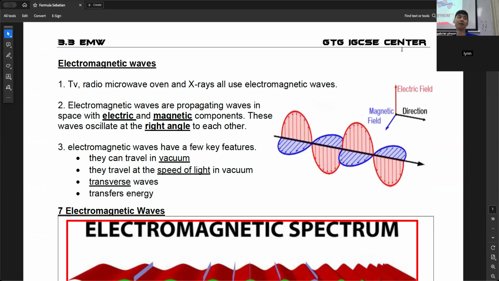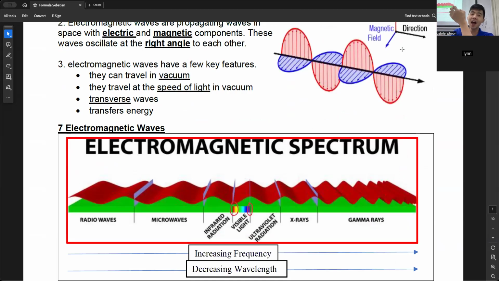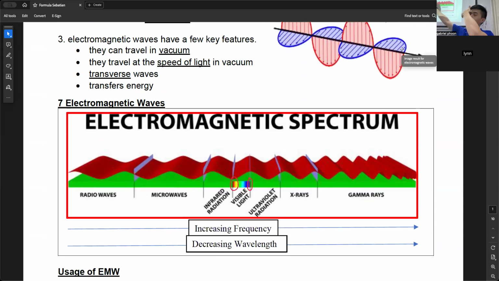Which comes to my first question. What's the formula for speed of wave? Again, you. What's the formula for the speed of wave? You're not him. What did she say? Very good. V equals F lambda. So we're going to understand how all these electromagnetic waves behave in terms of speed, frequency, and also wavelength.